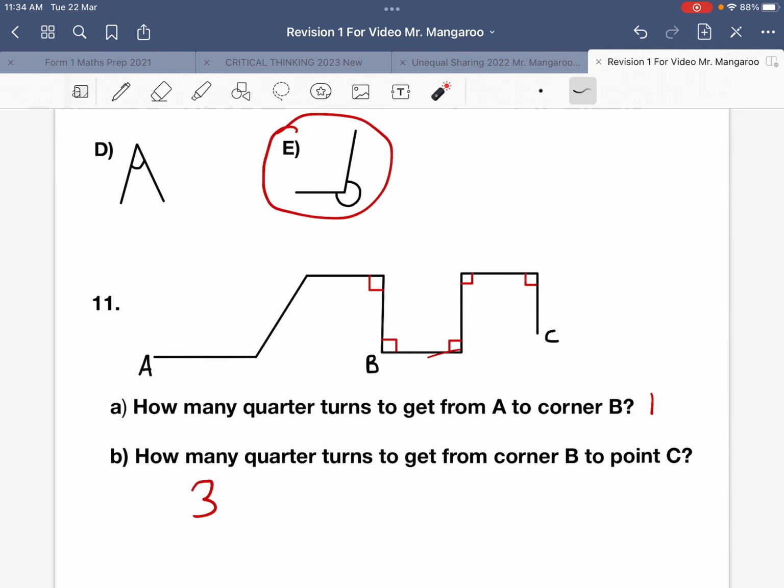Next, how many quarter turns to get from A to B? So that's 1, so that's 1 right here. We're not counting the one at B because we didn't pass that corner point at B. And then how many quarter turns from B to C? So that's 1, 2, 3. Right? 1, 2, 3.